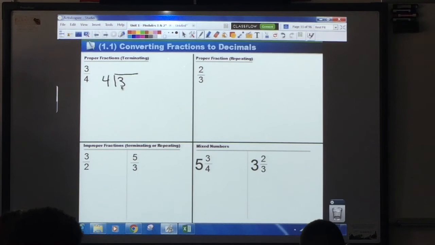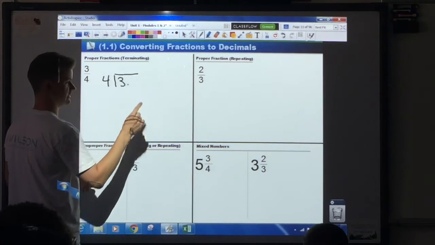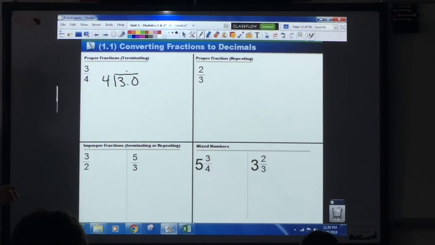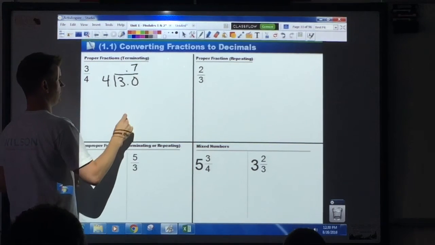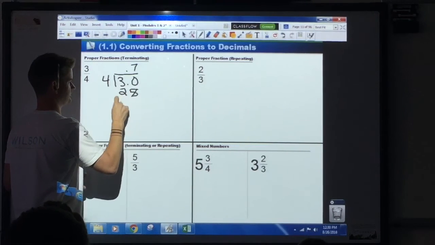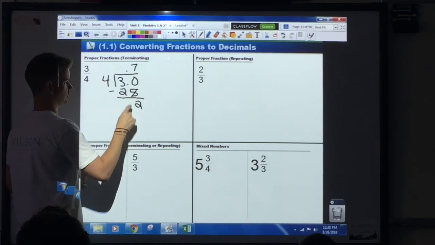Now, you ask yourself a question. Can 4 go into 3? No. So we drop a zero. Decimal and a zero. You instantly bring your decimal up, and then you say, okay, can 4 go into 30? Yes. How many times? Seven. 7 times 4 is 28. That is subtraction. 30 minus 28 is 2.